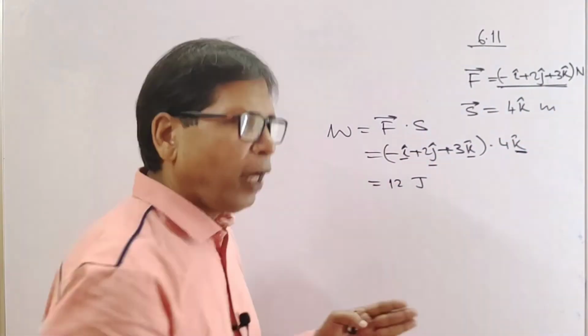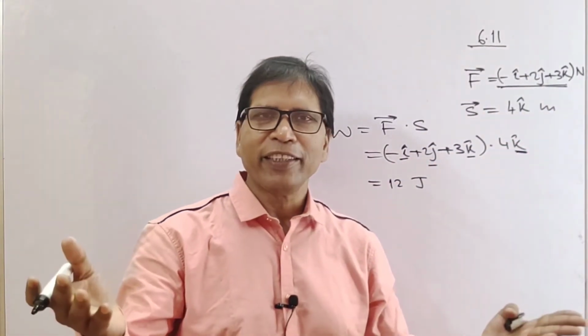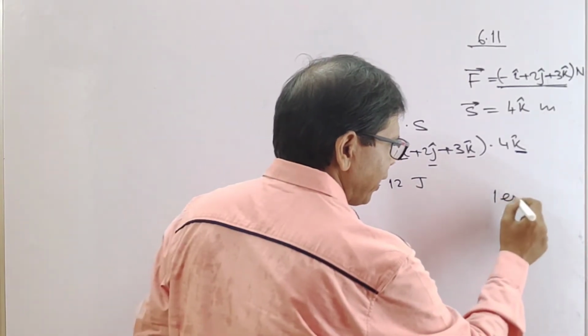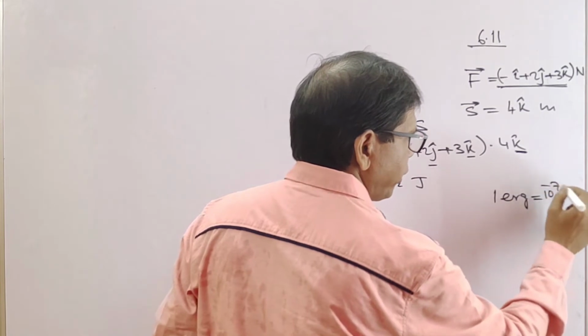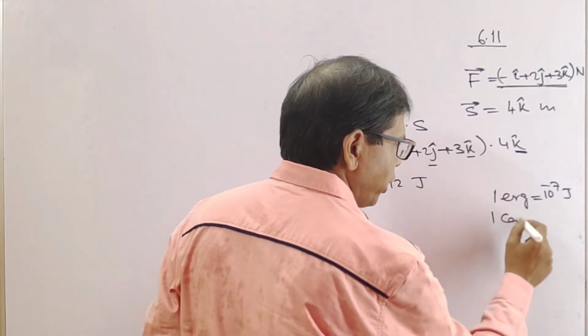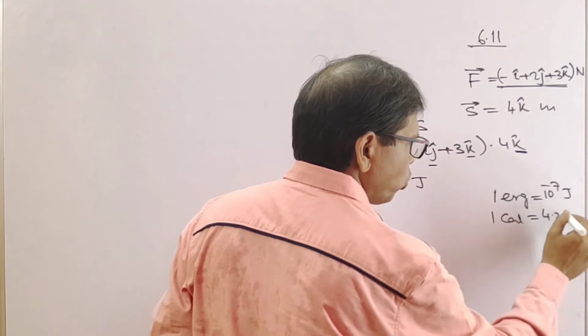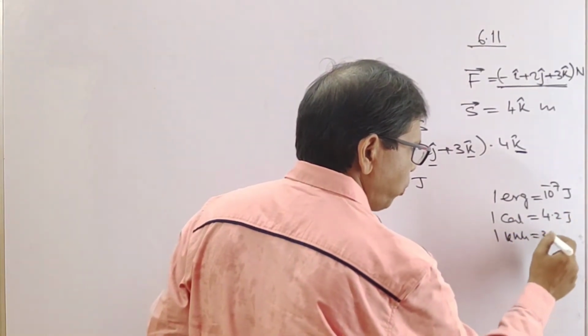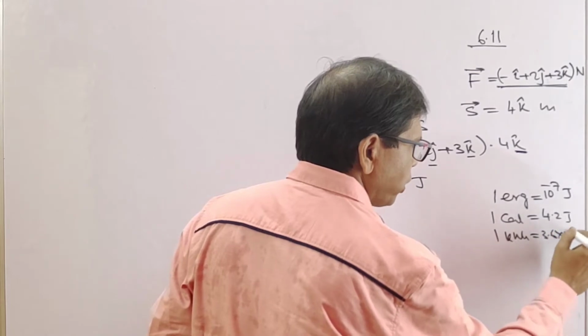Okay, now there are other units to express the work done. Look at this, 1 erg is 10 to the power minus 7 joule, 1 calorie is 4.2 joule, 1 kilowatt hour is equal to 3.6 into 10 to the power 6 joule.